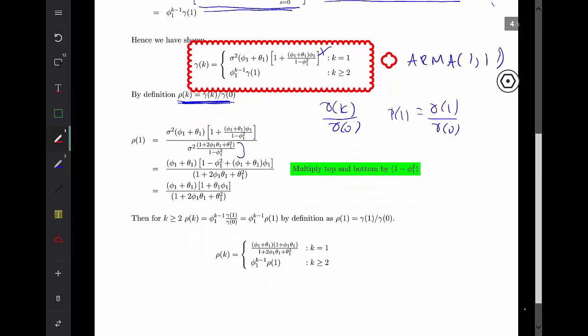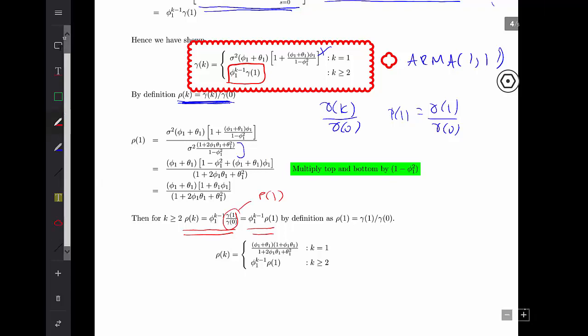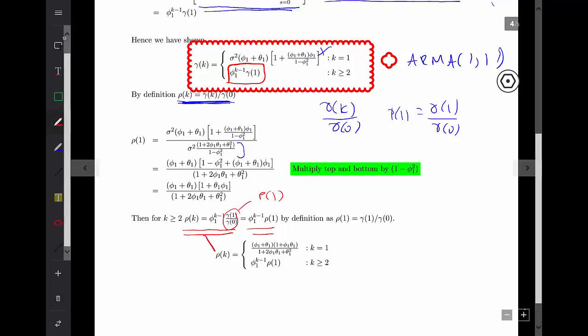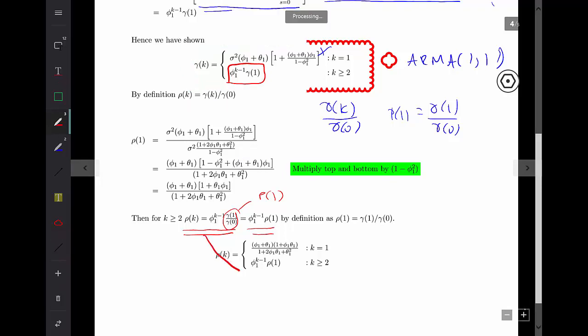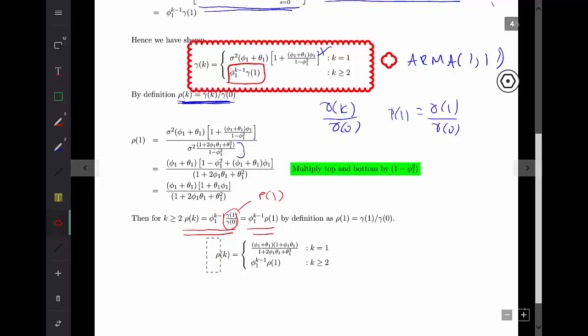Then for the rest, for k greater than or equal to 2, we know that gamma k takes this form here. So we could just use this formula, divide by gamma naught, and we're going to get this here, because this by definition is just rho 1, which is derived, and again we get this recursive form for the correlation function of an ARMA(1,1). Okay? So once we have the variance and the covariance function, it's straightforward then to derive the correlation function.